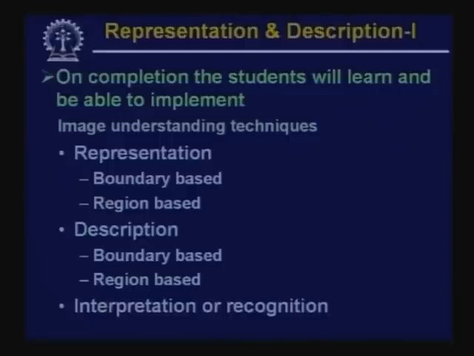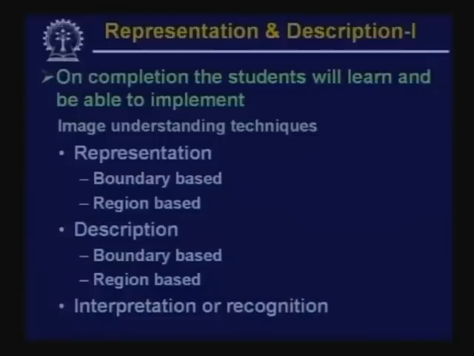In case of boundary based representation, what we do is, we take the boundary or contour of the segment and represent the boundary in some form, so that it helps us to generate some description of that boundary. Then, using this boundary based description, we can try to match it against similar descriptions present in the knowledge base. Whereas, in case of region based representation, we are interested not only in the boundary of the region or segment, but we are also interested in the surface property.